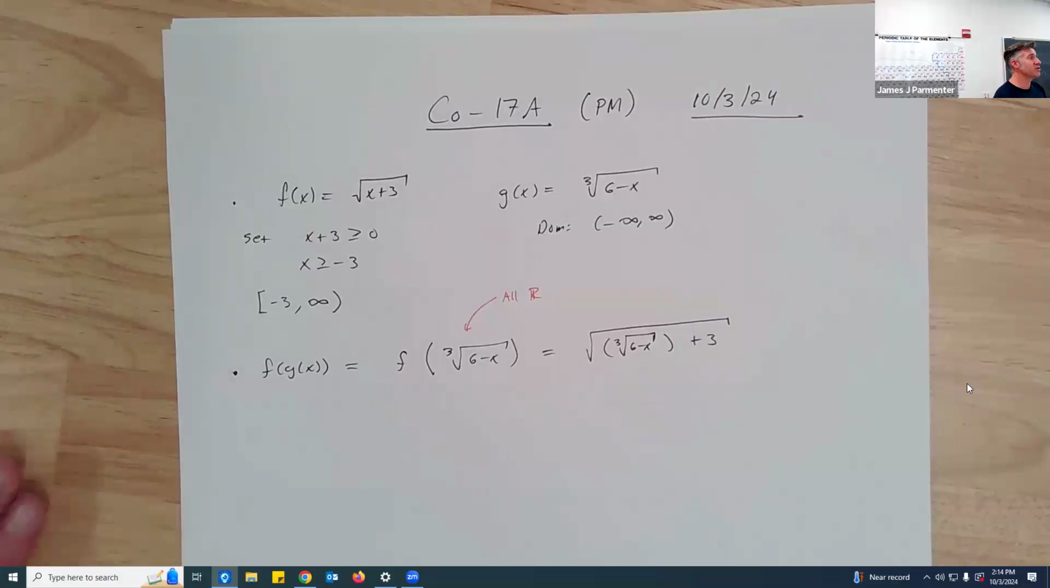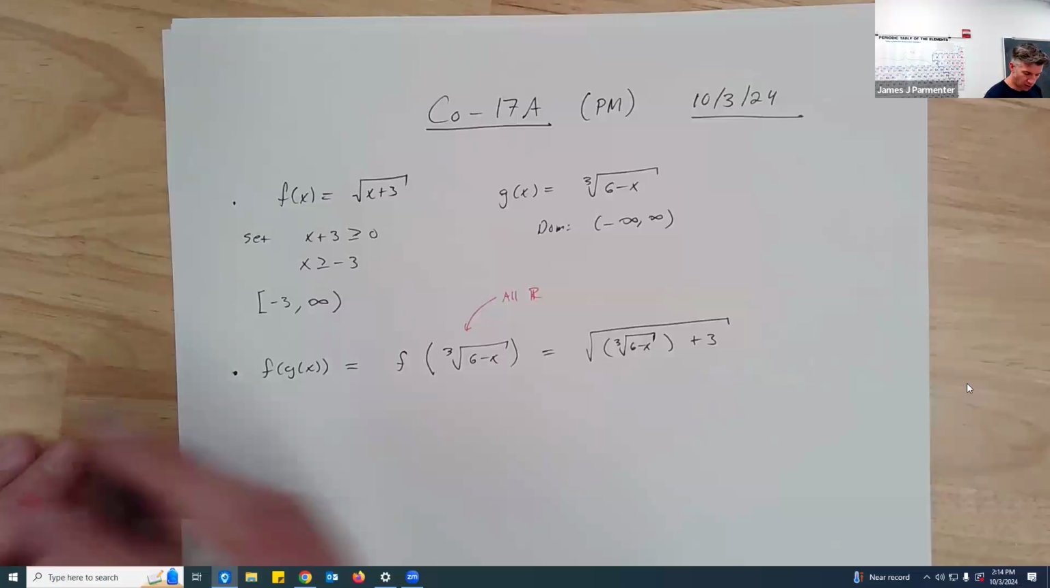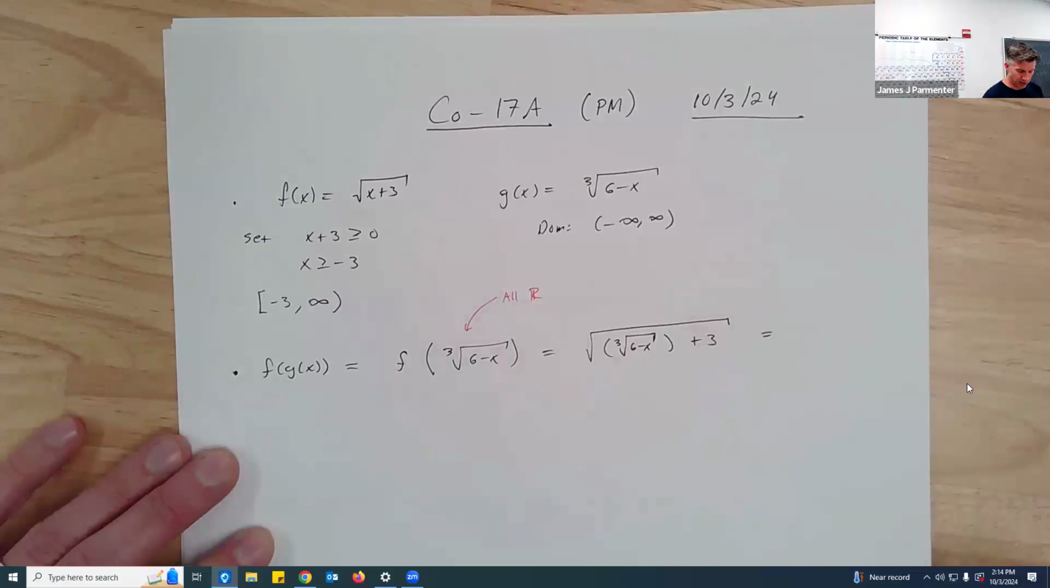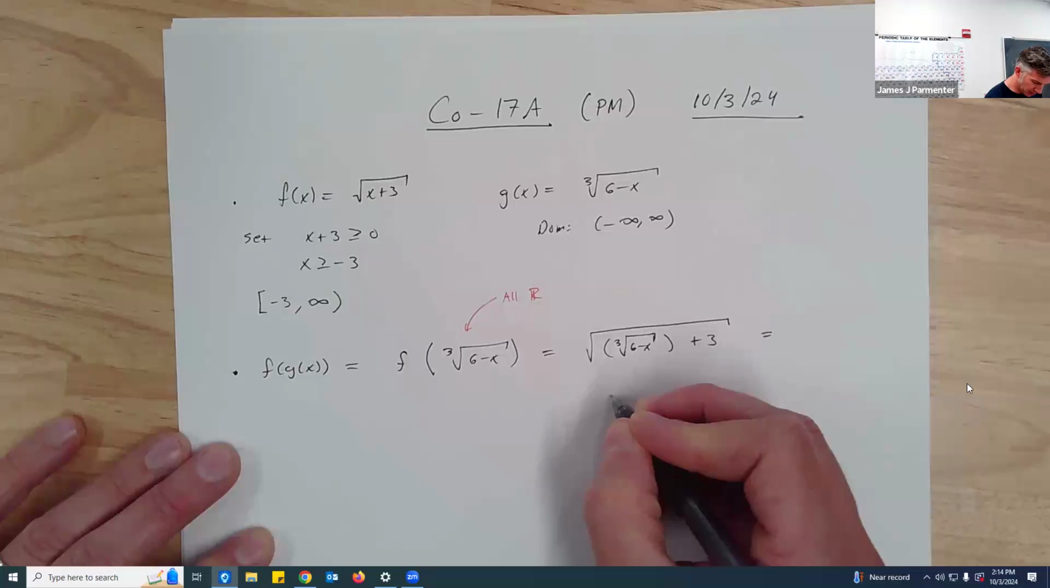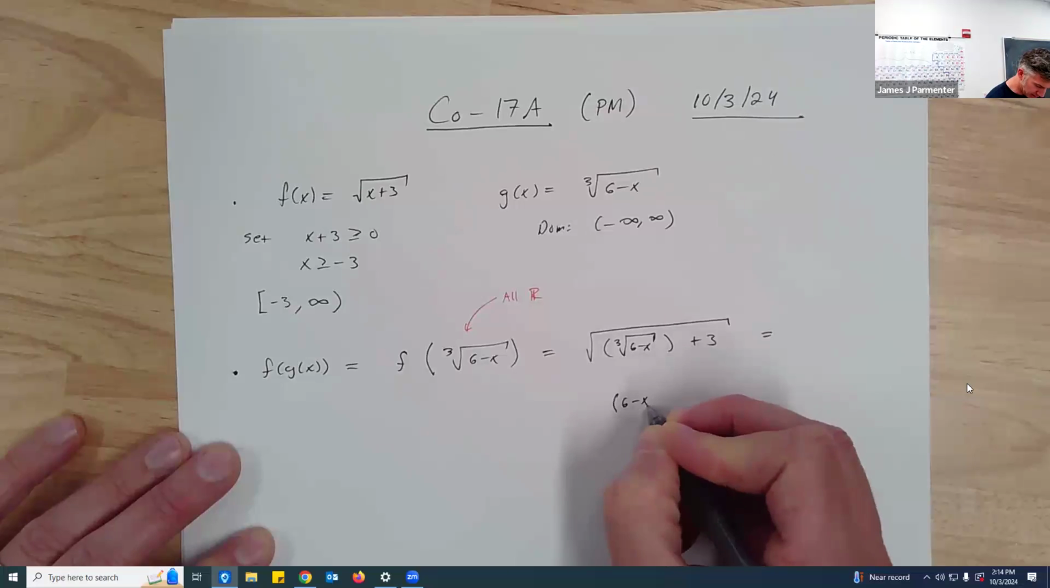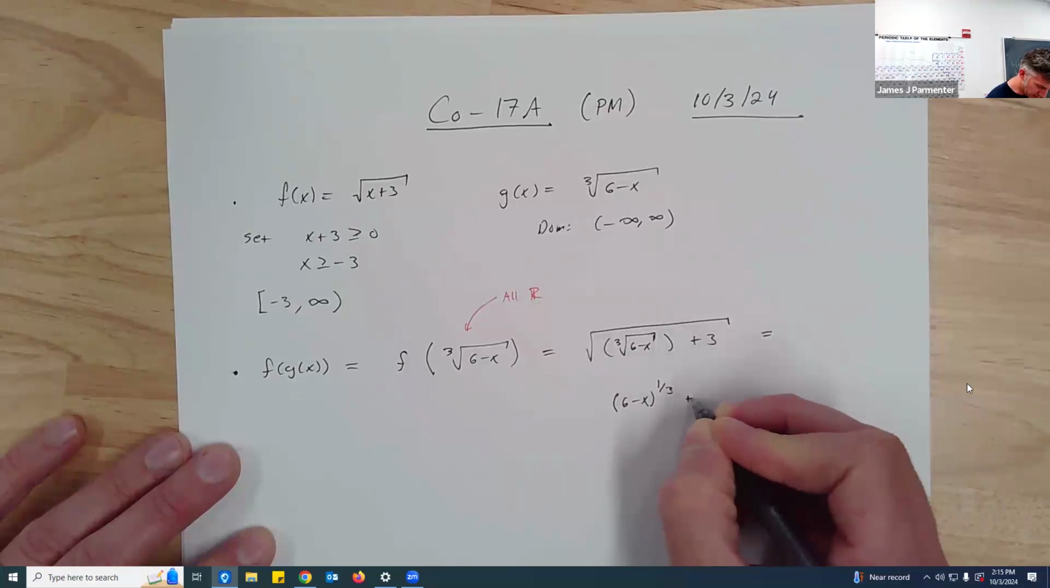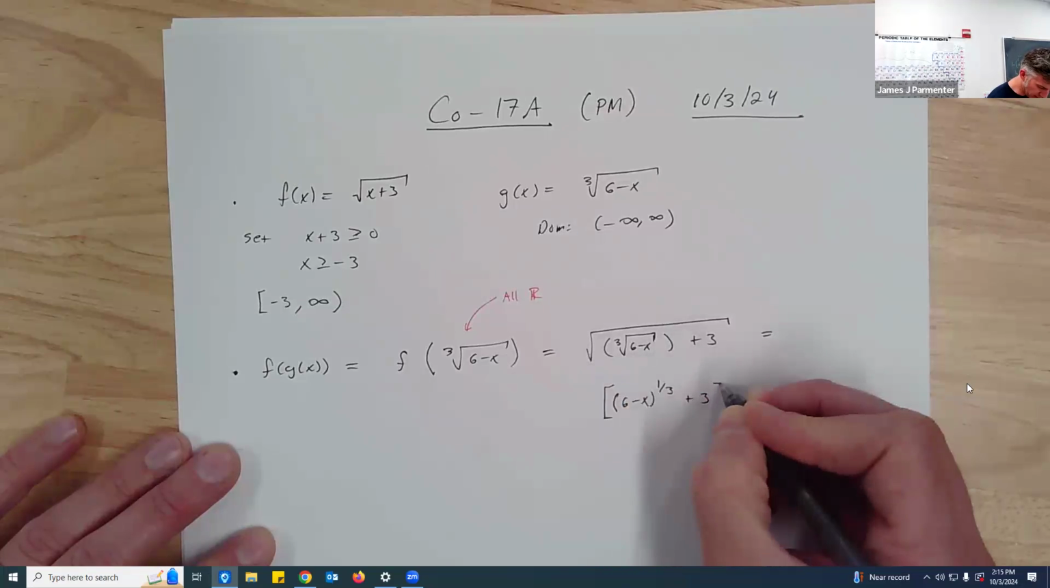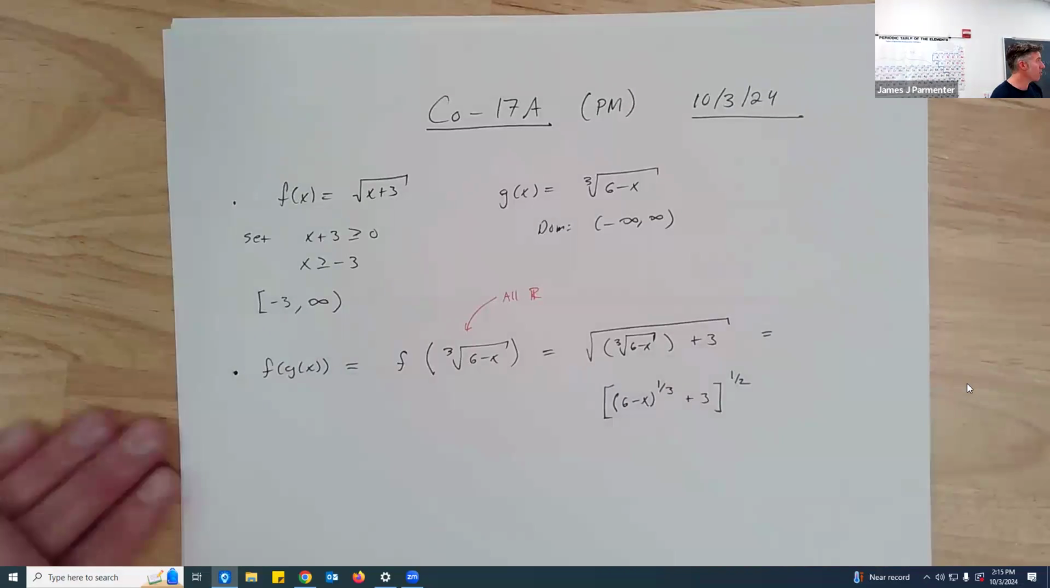But if I'm going to type it into WebWork, it's almost always easier to write radicals as rational powers. So instead of writing the cube root, I'm going to write that stuff to the 1/3 power. Instead of writing the square root, I'm going to write that all raised to the 1/2 power. So in WebWork, I'm going to write the insides first: 6 minus x to the 1/3 power plus 3, and then all of that raised to the 1/2 power. That's going to be the easier way to input it into WebWork.